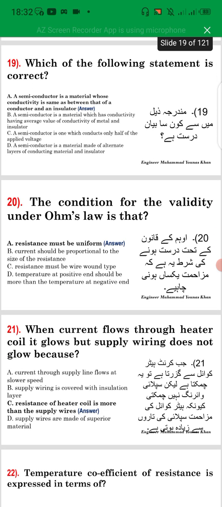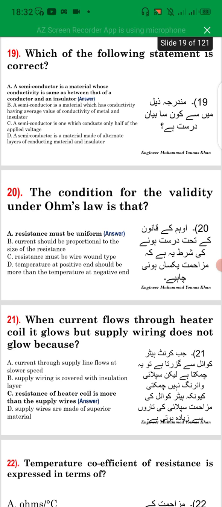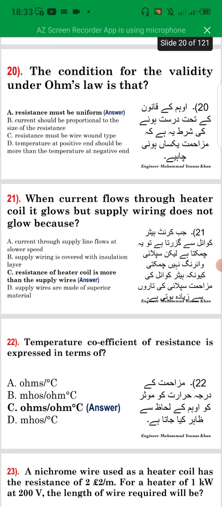Question number 20. The condition for the validity of Ohm's law is that resistance must be uniform, current should be proportional to size of resistance, resistance must be wire wound type, or temperature at positive end should be more than the temperature at negative end. So correct answer is resistance must be uniform.